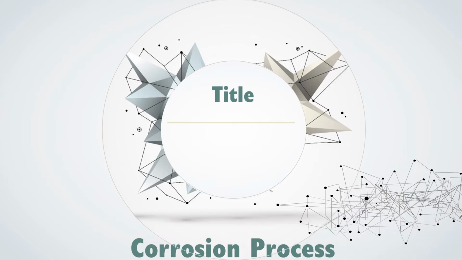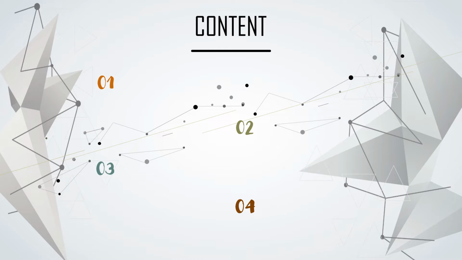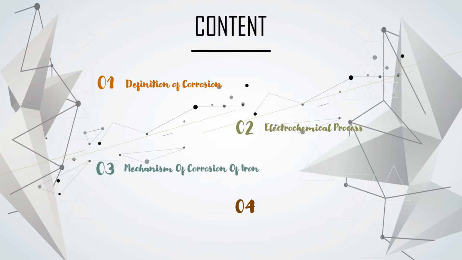The title for this video is Corrosion Process. This video includes 4 parts, which are definition of corrosion, electrochemical process, mechanism of corrosion of iron and corrosion rate.